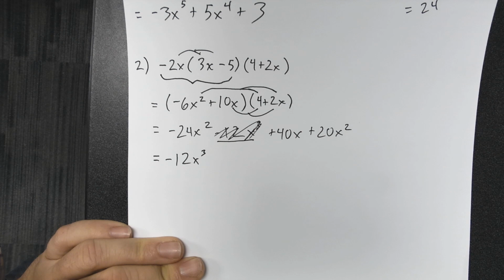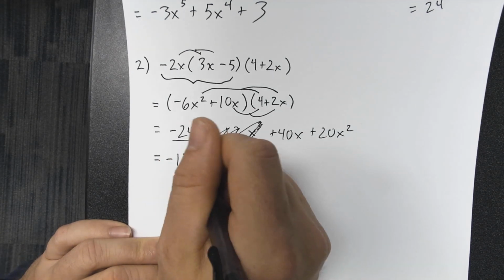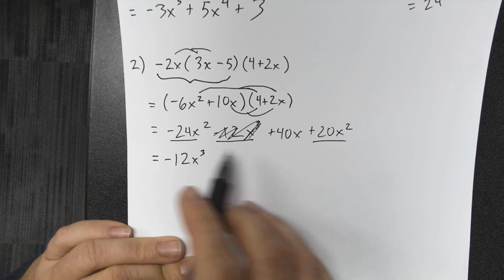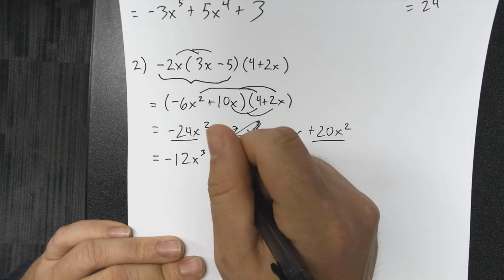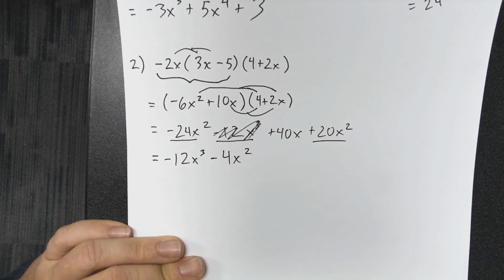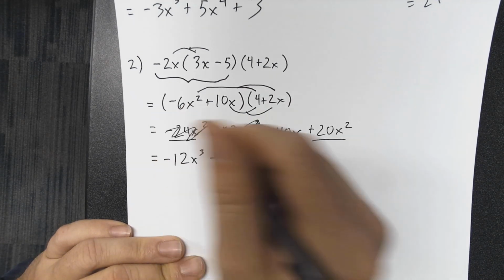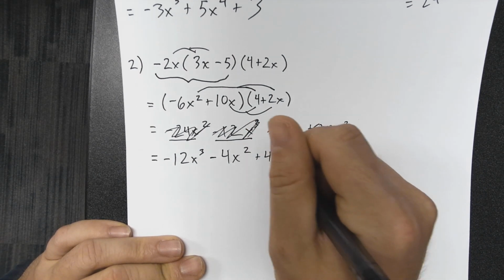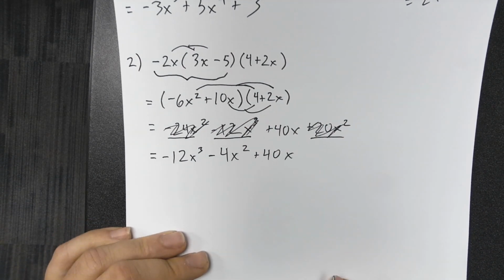The next biggest one is x squared, and notice I've got 2 of those. So I can combine those two. Minus 24 plus 20 would combine to negative 4x squared. And then the last thing to bring down is the plus 40x. There we have it.